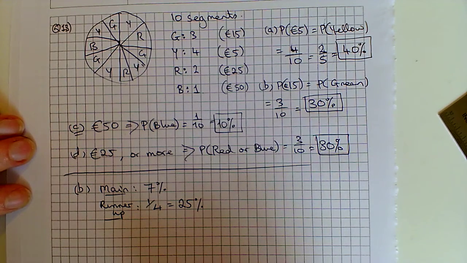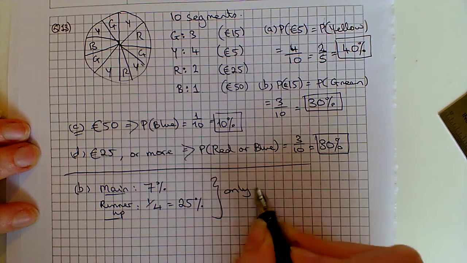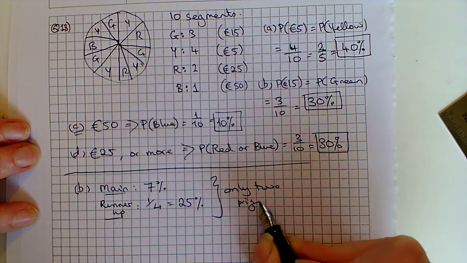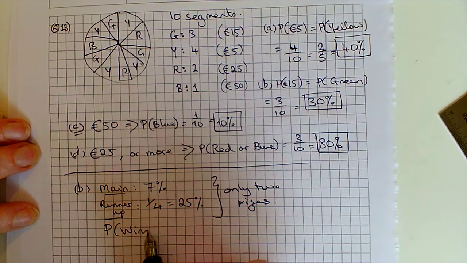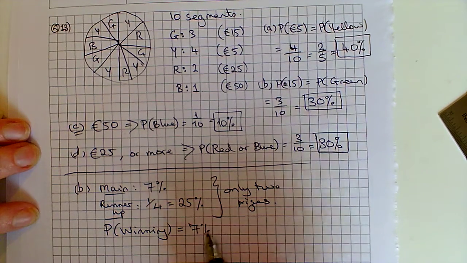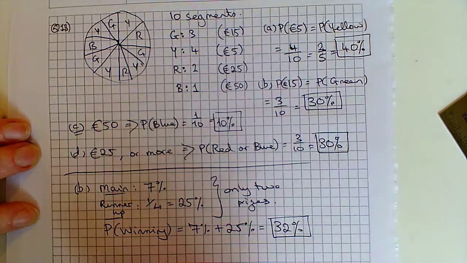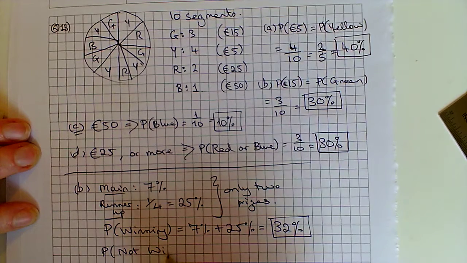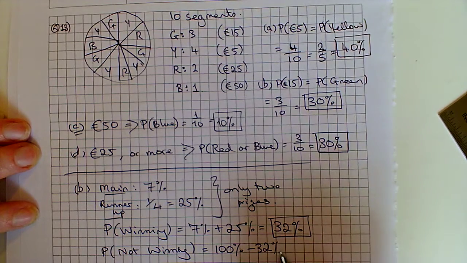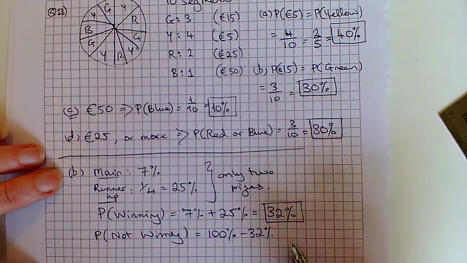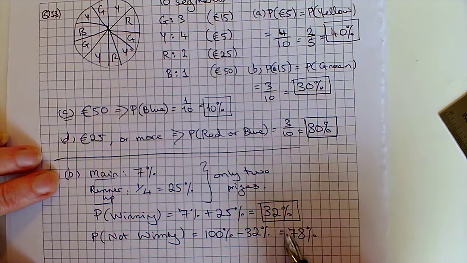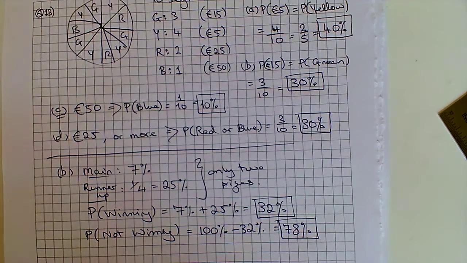The question says, what is the probability as a percentage that someone who plays this game does not win a prize? So these are the only 2 prizes. And the probability of winning some kind of prize will be 7% and 25%, which is 32%. So the probability of not winning is everything else. 100%, take away 32%, and that is 78%. So the other game has a 78% chance that you don't win anything.